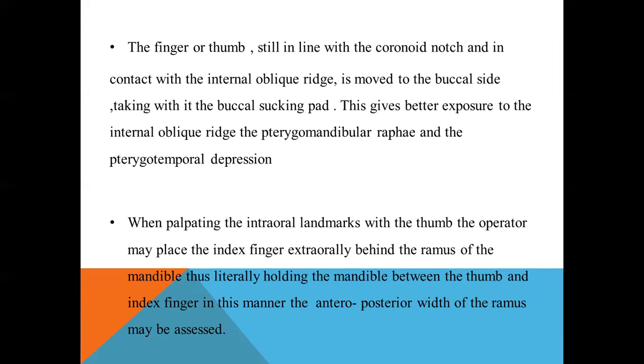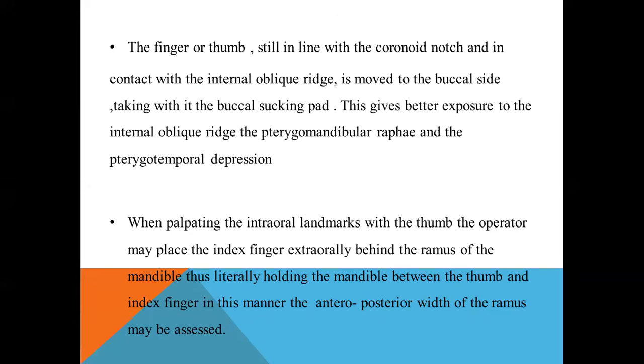A finger or the thumb, still in line with the coronoid notch and in contact with the internal oblique ridge, is moved to the buccal side, taking the buccal sucking patch. It's nothing but retracting the buccal mucosa. This gives a better exposure to the internal oblique ridge, the pterygomandibular raphe and the pterygotemporal depression.